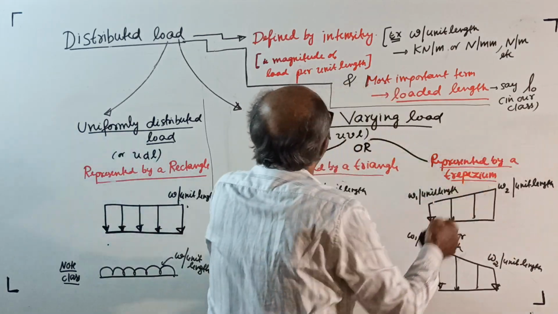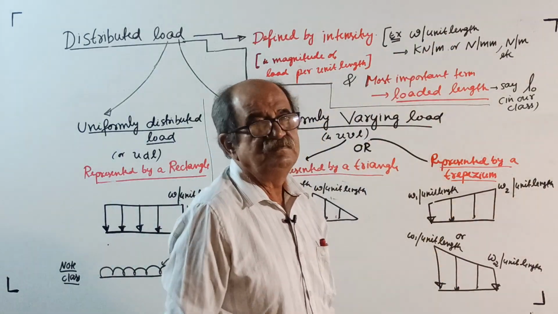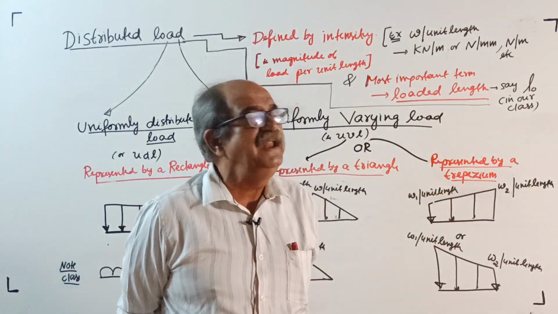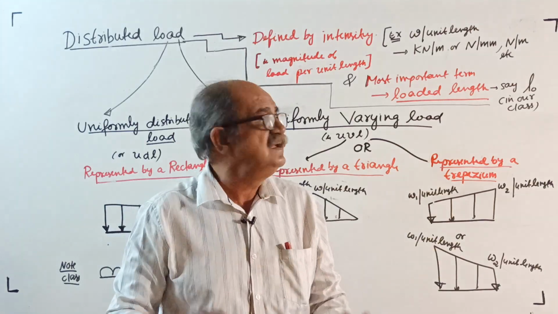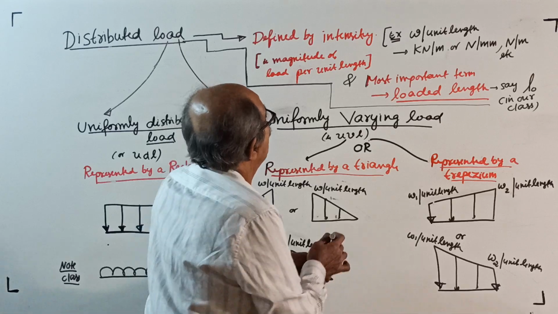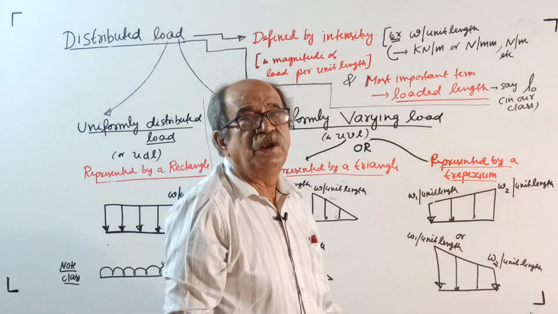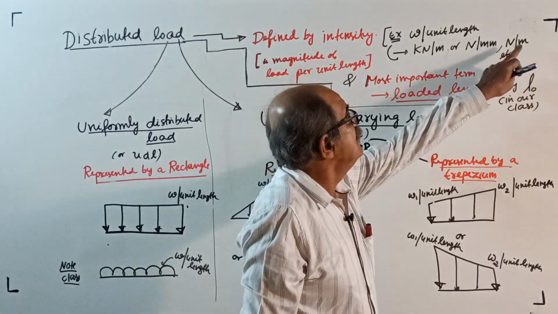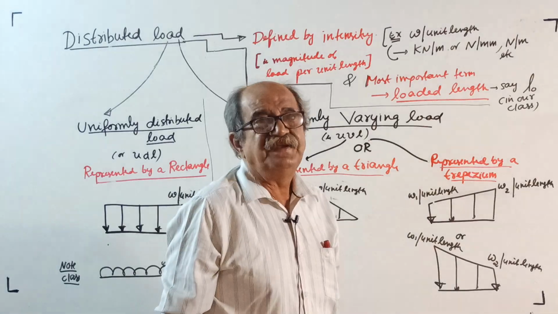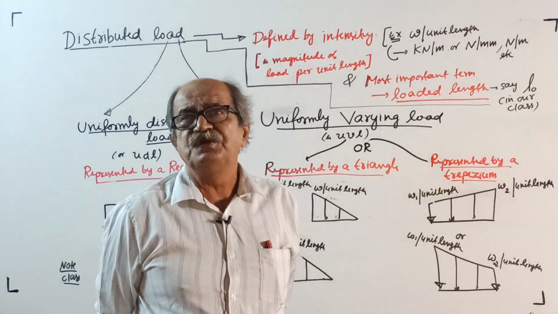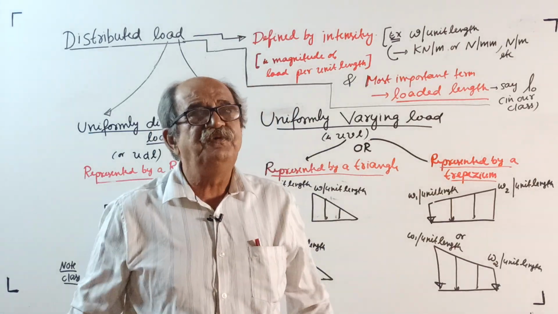Capital W. Now, for intensity, I want small w. But it is not small w per unit length. Do not give the wrong answer or meaningless statement that w is kilonewton per meter. No, it is w per unit length. But for example, I'll give some examples. Now you can tell kilonewton per meter, Newton per millimeter, Newton per meter, etc. That is an example for intensity, like 200 rupees per meter. Somebody may tell it not per meter, he may tell dollars per feet, anything.